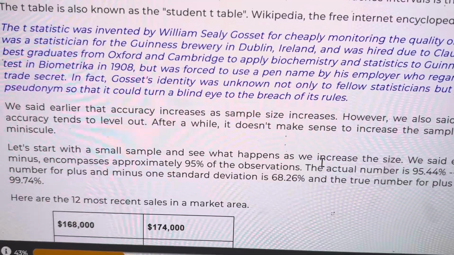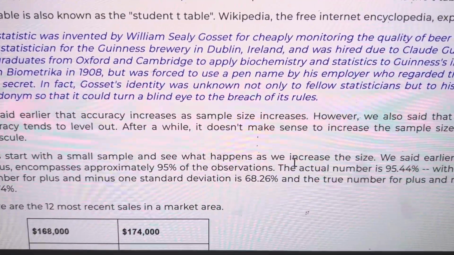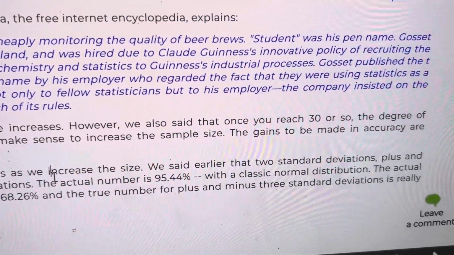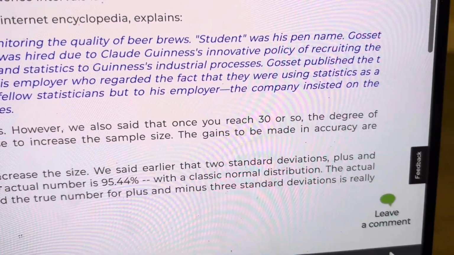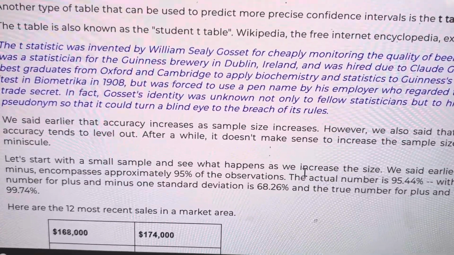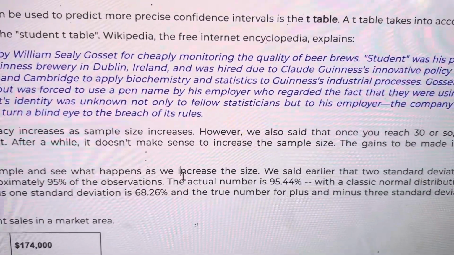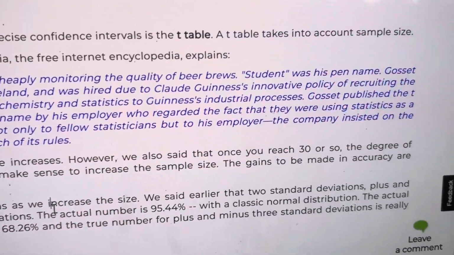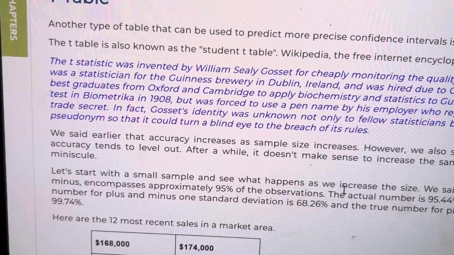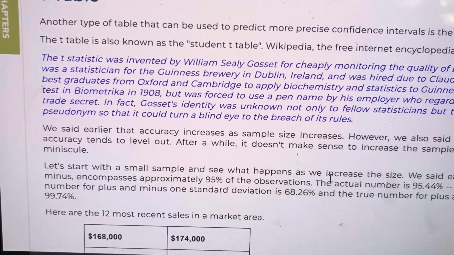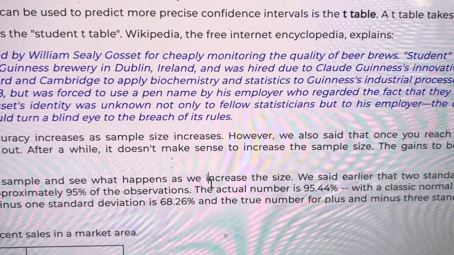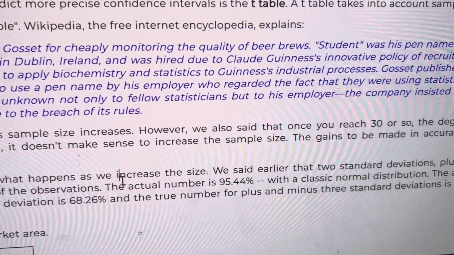We said earlier that accuracy increases as sample size increases. However, we also said that once you reach 30 or so, the degree of accuracy tends to level out. After a while, it doesn't make sense to increase the sample size. The gains to be made in accuracy are minuscule. Let's start with a small sample and see what happens as we increase the size.